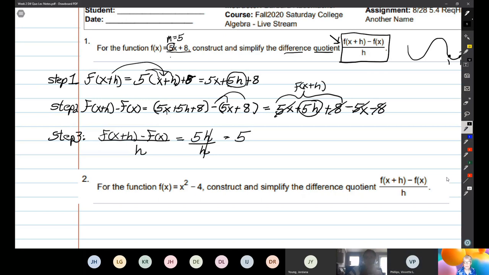Because we found out that f of x plus h is, all right, I distributed the 5, which gave me 5x plus 5h plus 8. Okay. So when I say step 2, which is f of x plus h minus f of x, this is f of x plus h. And then let me erase my arrowy things. This is f of x plus h here minus f of x, because I have to find out what that is, because that's what goes up here. Got it. Okay. Great. Thank you.